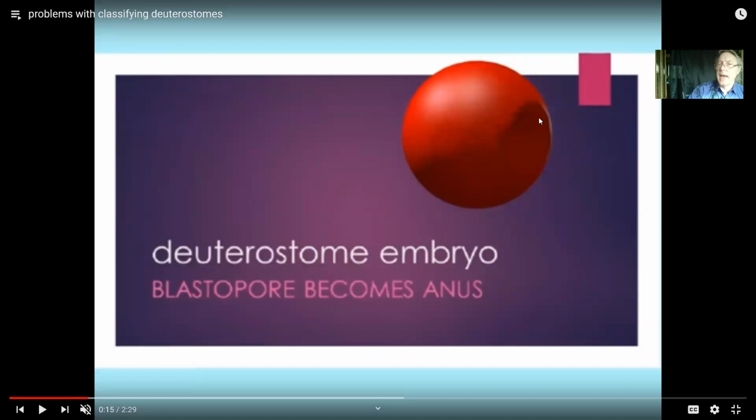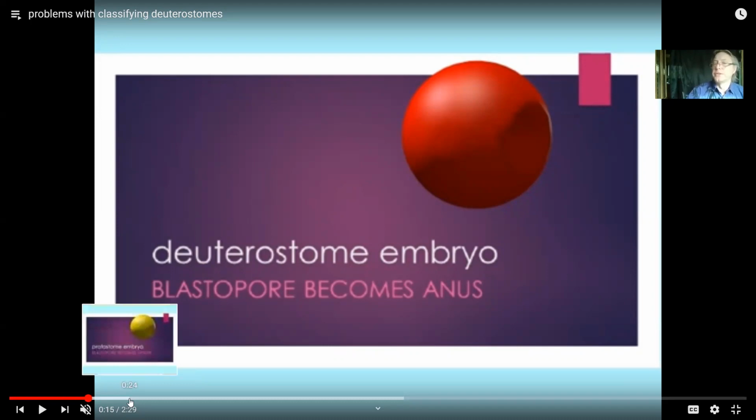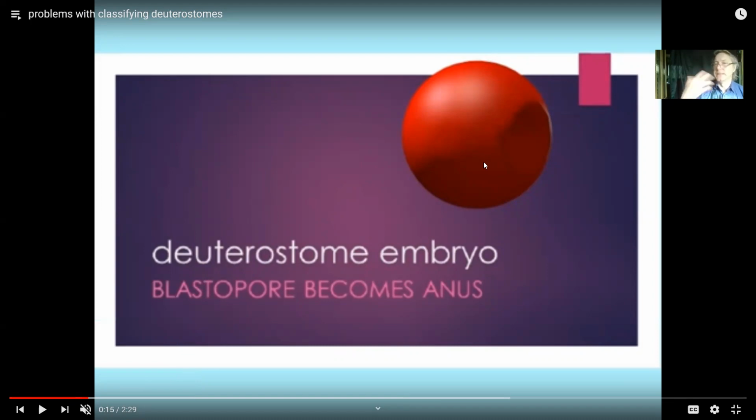In deuterostomes, and I'm going to have to clarify this, the first pore potentially becomes the anus. So in a protostome embryo, the first pore becomes the mouth. In a deuterostome, it potentially becomes the anus, although in the vertebrates, this pore ends up being revised, and then a second opening becomes the anus. But the point is, for the vertebrates, the first opening is not the mouth.